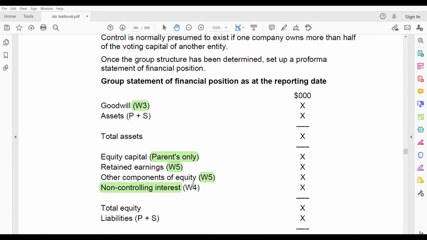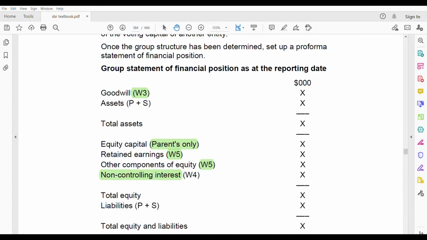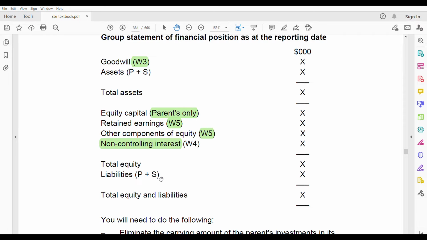Working 4. Okay. So all this will go together: equity capital, retained earnings, other components of equity. Sometimes it's given, sometimes it's not given, but equity capital, retained earnings and NCI is always there. Liability, P plus S. Okay, and this needs to balance always. Even if it's an extract, you don't have to balance. But if you have to make a full statement of financial position, then you need to balance it.